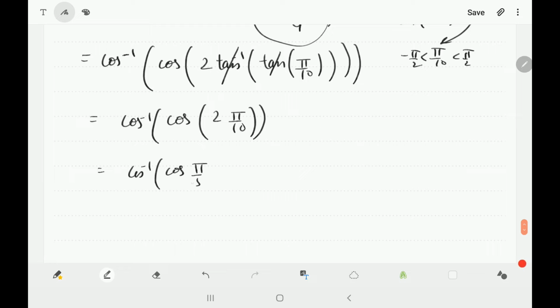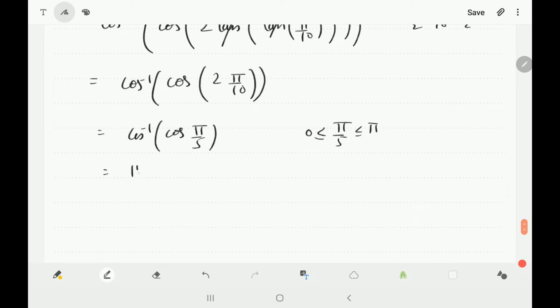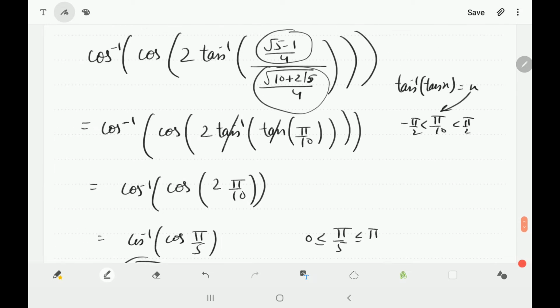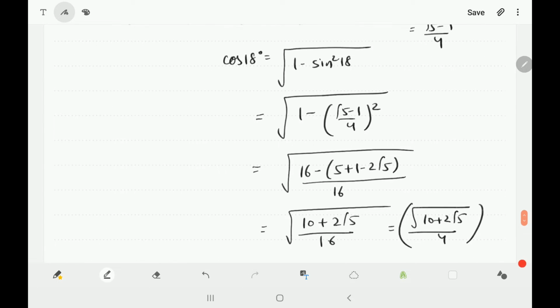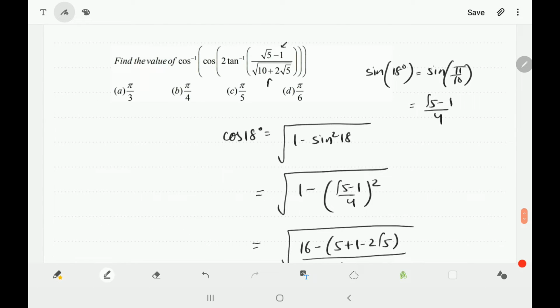Now pi by 5 is in the interval 0 to pi, which is principal value branch of cos inverse. So the answer for this problem will be pi by 5. Let's see which option it is. So it is option C. So the answer for this problem is option C.